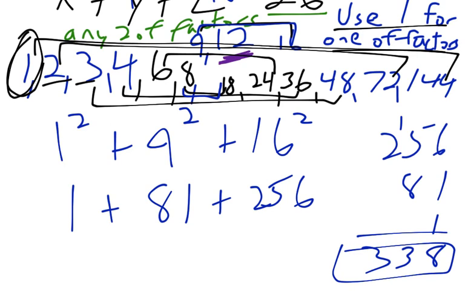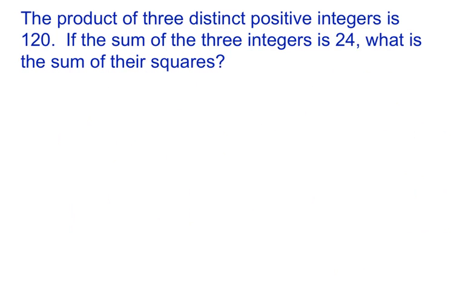I'm going to give you one to try on your own. Try that same routine there. Use 1 for one of your factors. All right, go ahead and pause the video and try this question on your own. The product of 3 distinct positive integers is 120. If the sum of the 3 integers is 24, what is the sum of their squares?